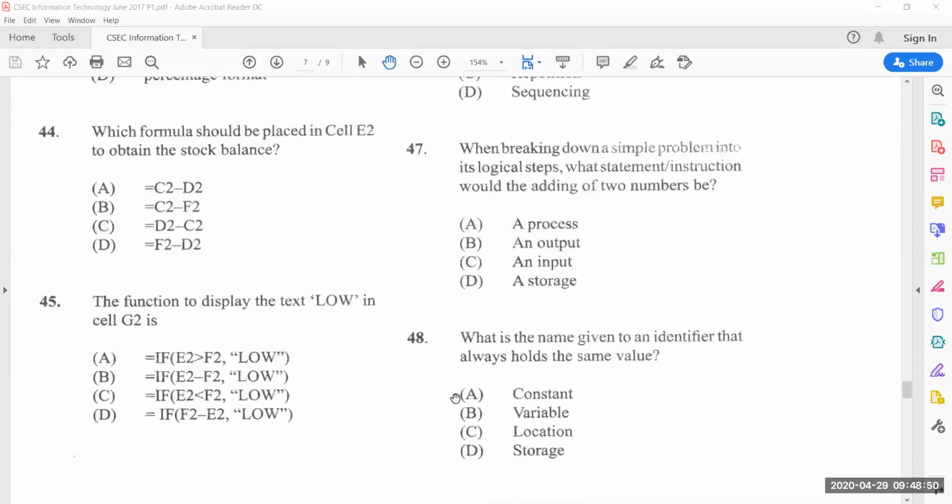47. When breaking down a simple problem into logical steps, what statement or instruction would the adding of two numbers be? It's easier process. Yes, correct. The answer is A, a process. Okay.